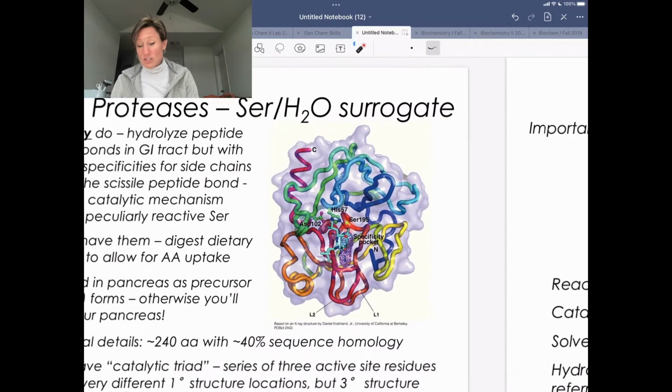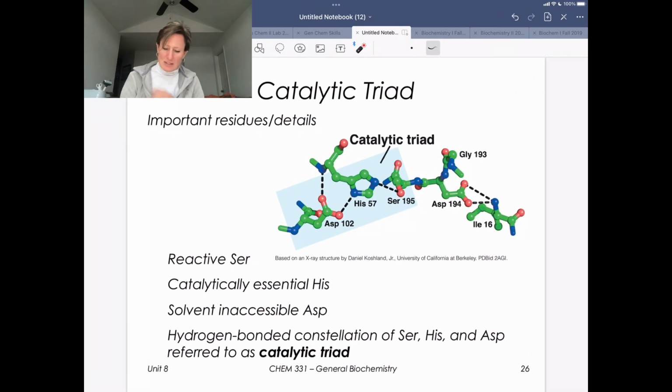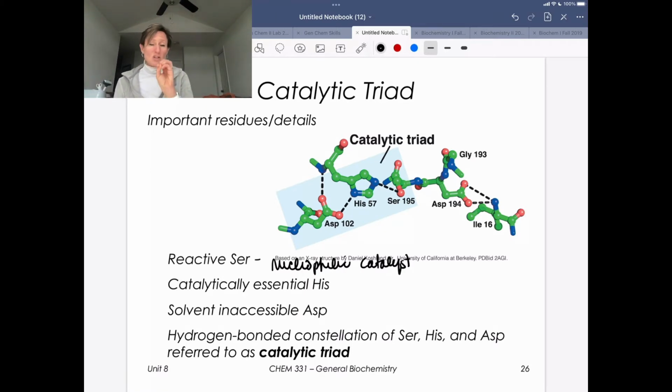I do want you to know names that we sort of have for that. We sort of talked about this, but let's summarize this catalytic triad. So again, we've got this reactive serine residue. That reactive serine residue is going to perform nucleophilic catalysis. So it's a nucleophilic catalyst. It's going to be forming a covalent bond with our substrate. This essential histidine residue is going to be a general base catalyst, and its role is to deprotonate.